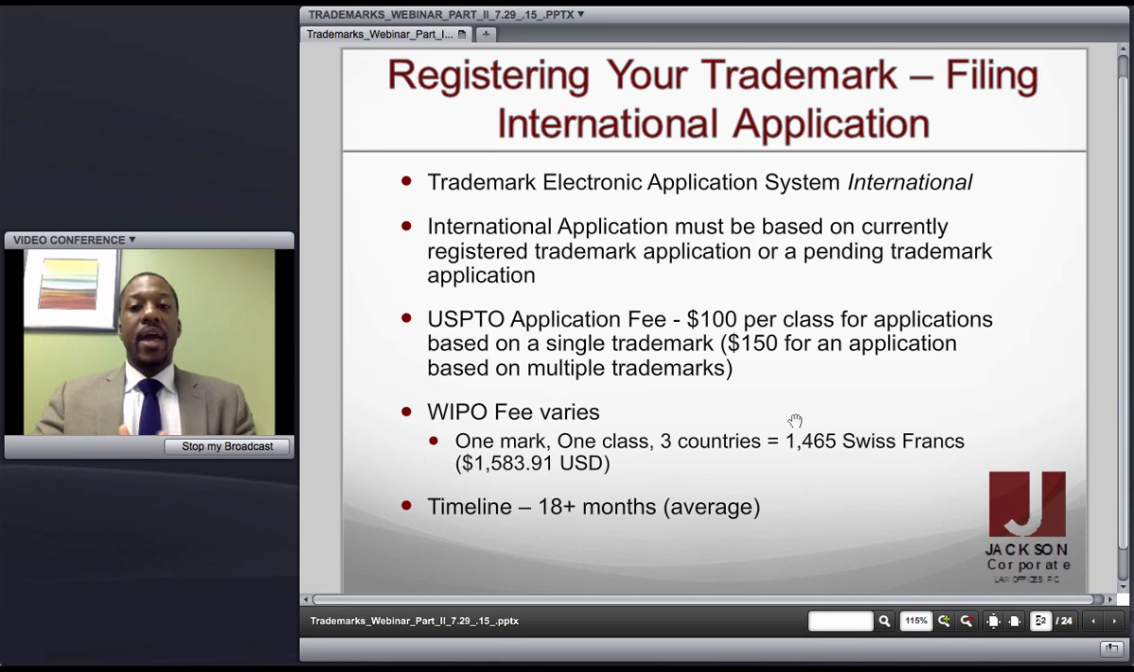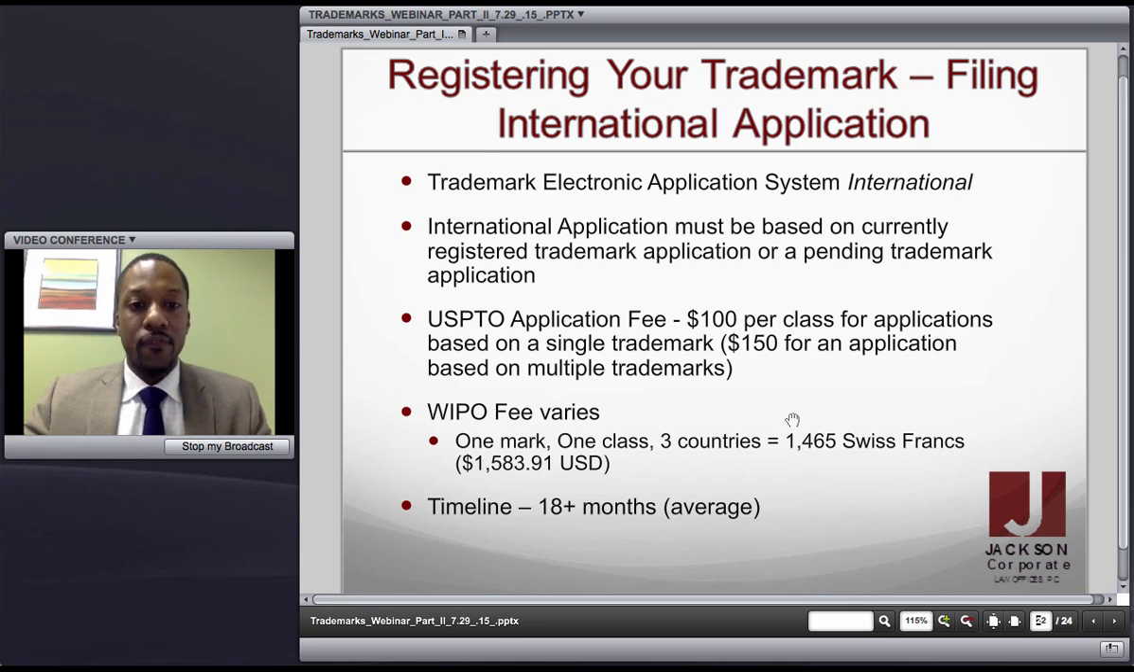Now, for the international system, again, it goes through the WIPO organization, the World Intellectual Property Organization. You have to have your trademark registered or pending in at least one of the countries that are a part of the WIPO organization's site. So what's called, as we went over in part one, the Madrid Protocol.